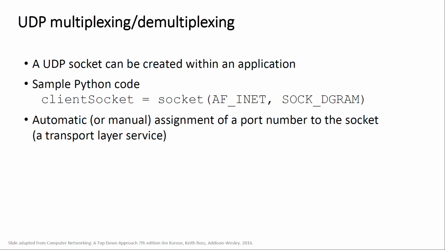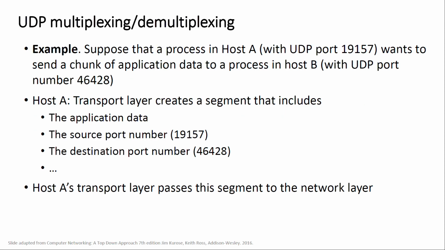So a UDP socket can be created within an application. Here is a sample Python code. And automatic or manual assignment of a port number to the socket is performed. This is a transport layer service. Here is an example for the UDP, multiplexing and demultiplexing.